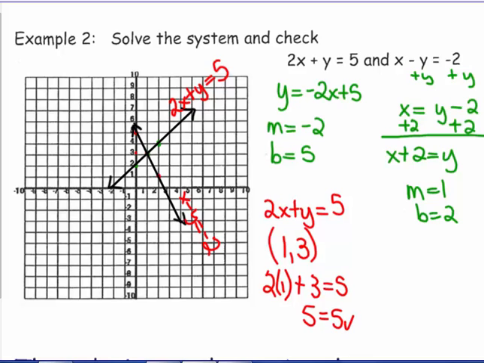And the second equation, x minus y equals negative 2, putting in that point, 1 minus 3, excuse me. The y value is 3 here, is what I believe. 1 minus 3, does that equal negative 2? Yes, negative 2 equals negative 2. That's a true statement. So I did check the point to make sure that it works in both equations.